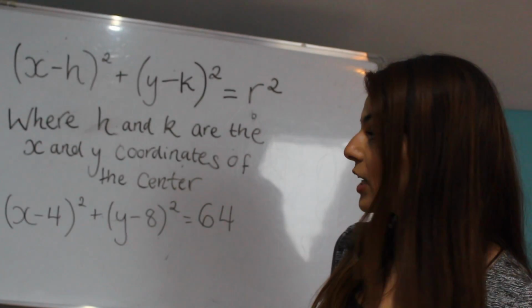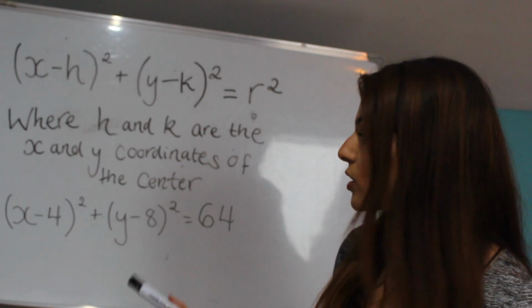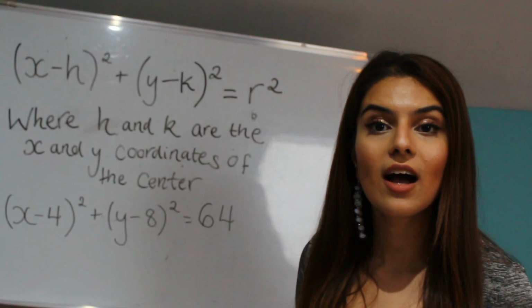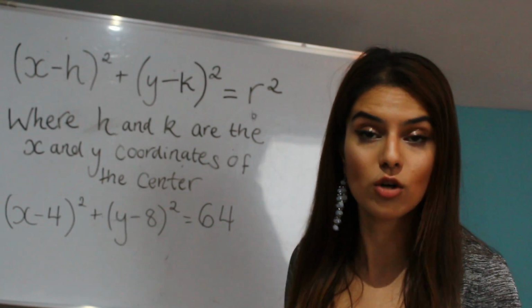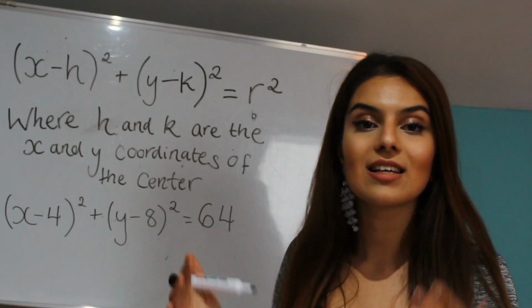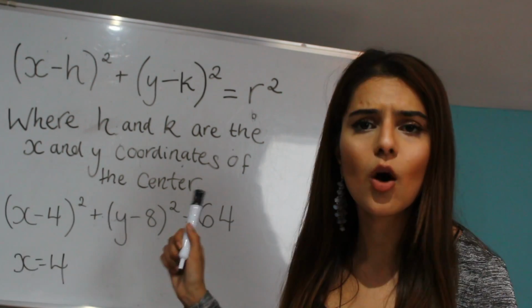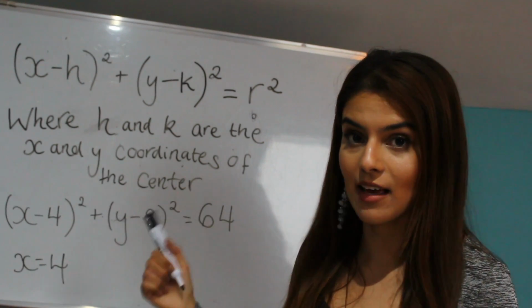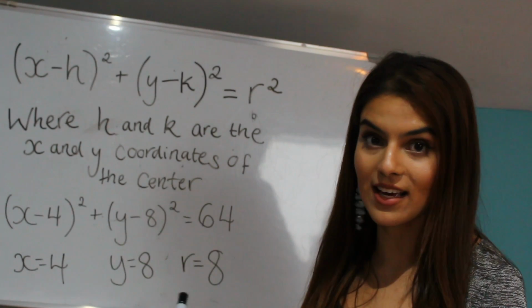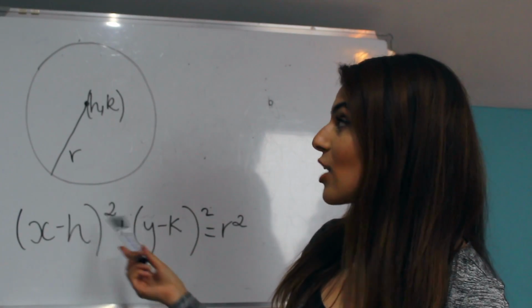So for example, if we have x minus 4 squared plus y minus 8 squared equals 64, and we need to find the x and y coordinates of the centre of the circle, our x value would be plus 4, as the sign changes when we solve for x. Our y value would then be plus 8, and finally our radius would be the square root of 64, which is 8. Here we see the standard form on an actual circle.